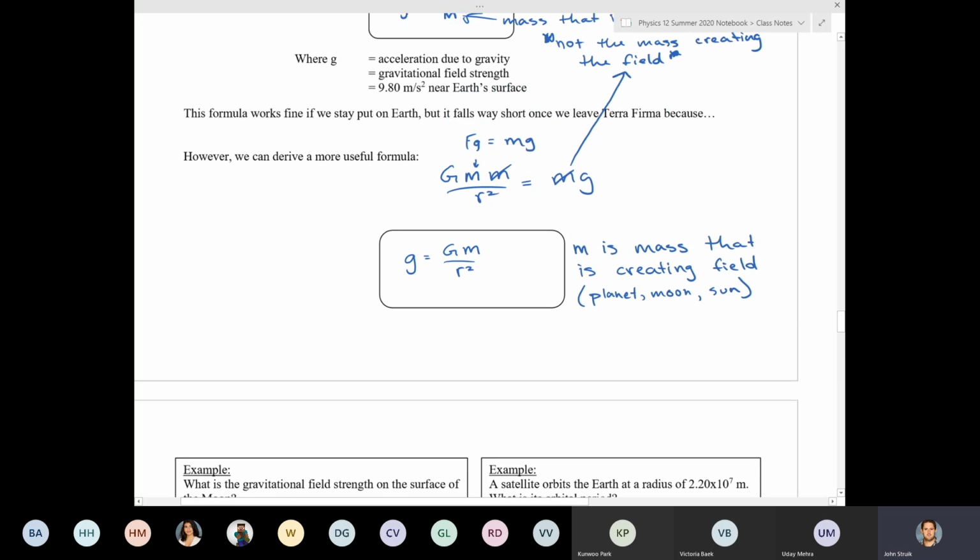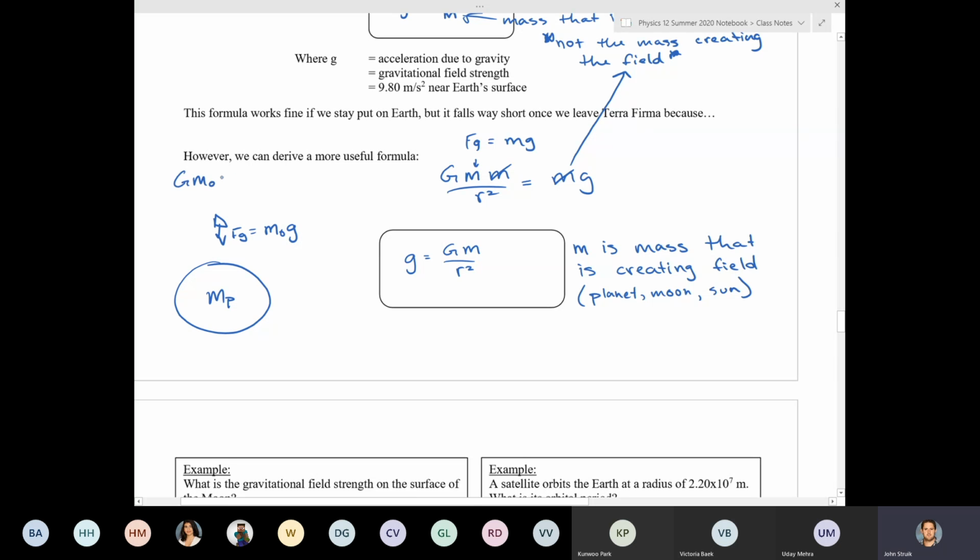So let's think about this a little bit differently. You have the Earth, you have the object. The object is affected by the force of gravity of the big object. This is the mass of the planet. We have defined this as the mass of the object times g. And so in our formula, we have Fg equals mg.